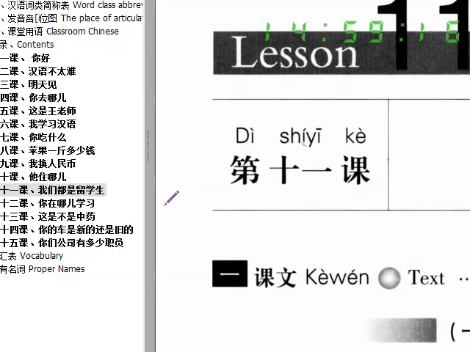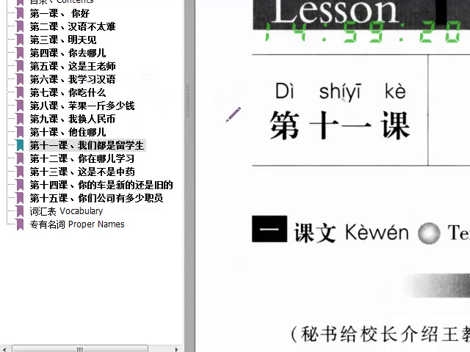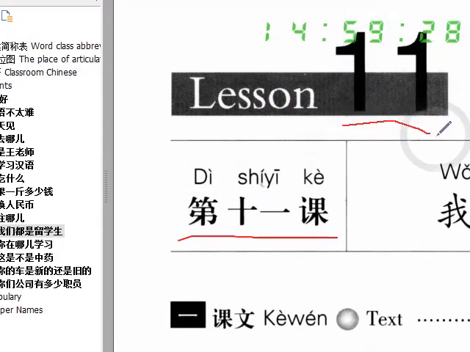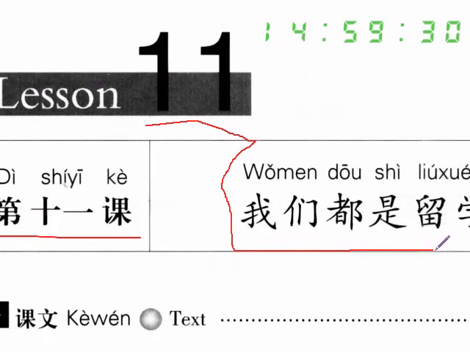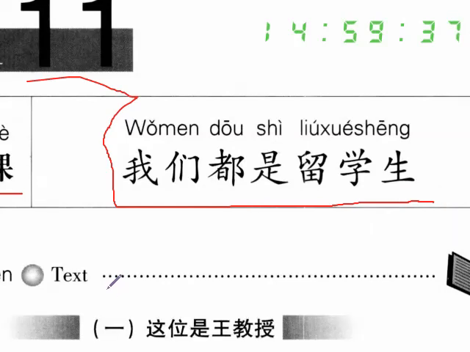Let's learn Chinese from beginning. 汉语教程 Lesson 11。我们都是留学生。We are all foreign students.